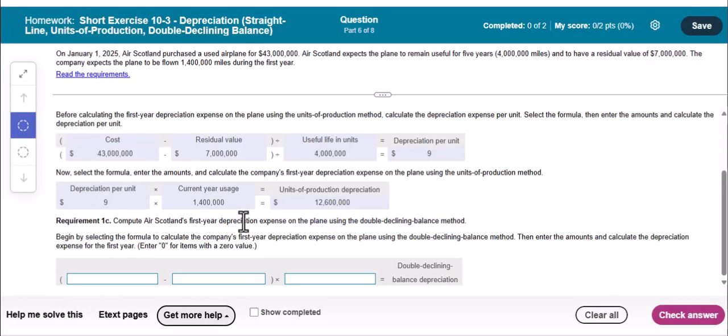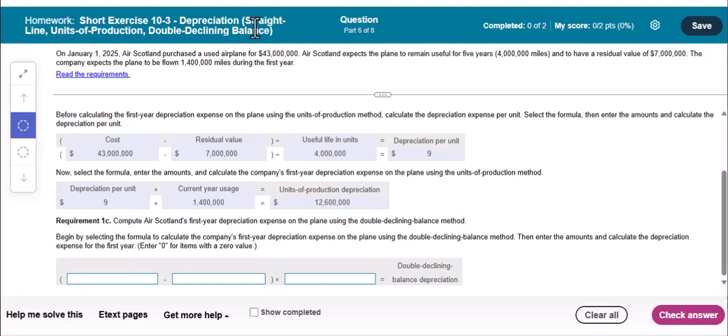And we have requirement 1C, compute Air Scotland's first year depreciation expense on the plane using the double declining balance method. And so we have to start out here with our formula. Double declining balance means they're multiplying it by 2, which results in a lot of depreciation in the early years. So it quickly goes down in the early years and then little depreciation in the later years. So let's get our formula in words.